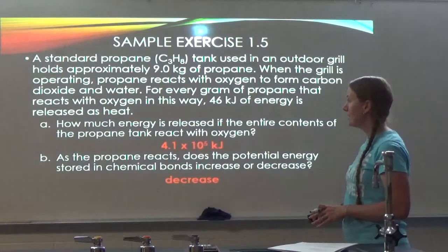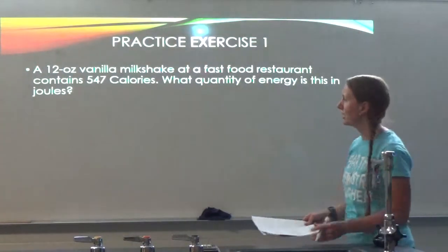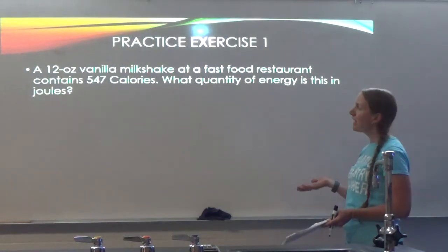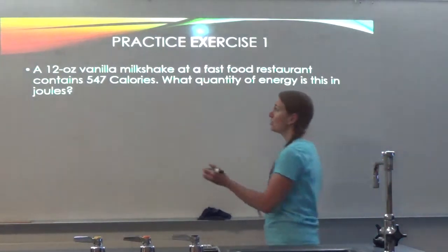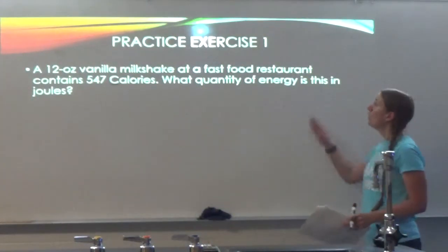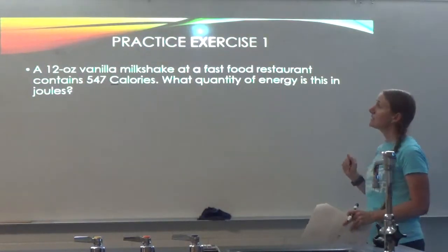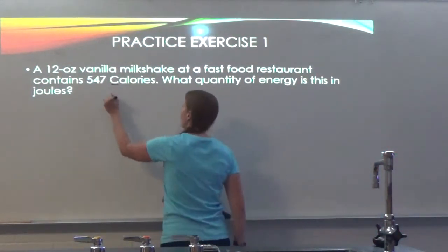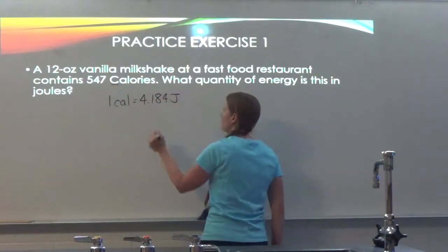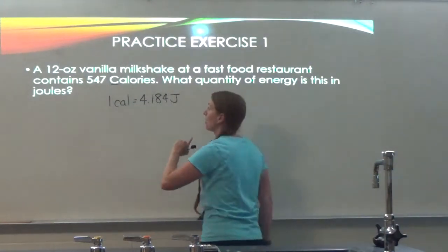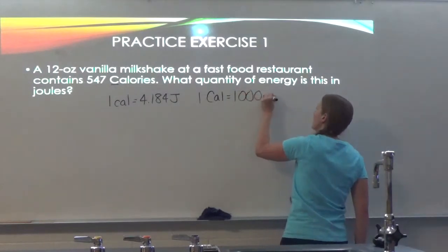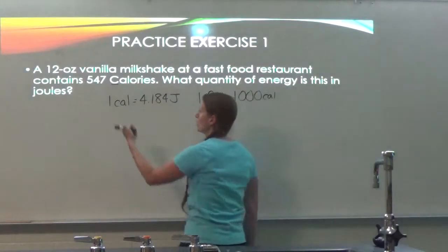All right, so let's end with an awesome one about a milkshake. So it says a 12-ounce vanilla milkshake at a fast food restaurant contains 547 calories. Notice it's a capital C calorie. So that's a nutritional calorie, a kilocalorie. What quantity of energy is this in joules? So we know 1 calorie is 4.184 joules. However, this is a lowercase c calorie. We also know 1 capital C calorie is 1,000 calories. So once we know that, we can just start our problem.